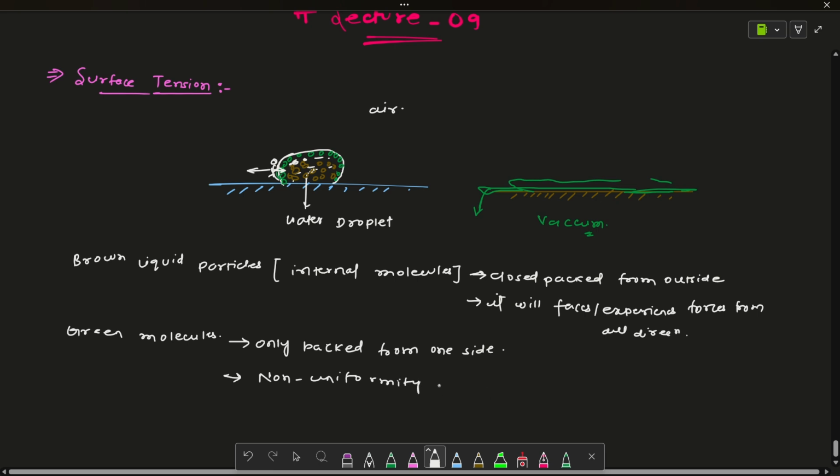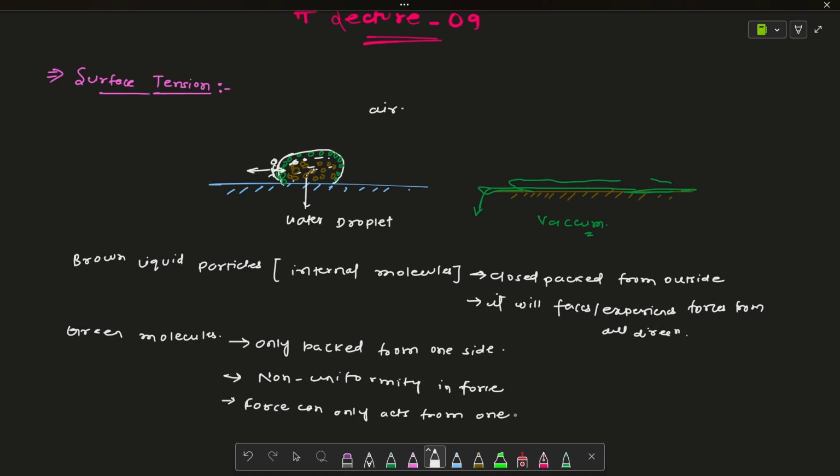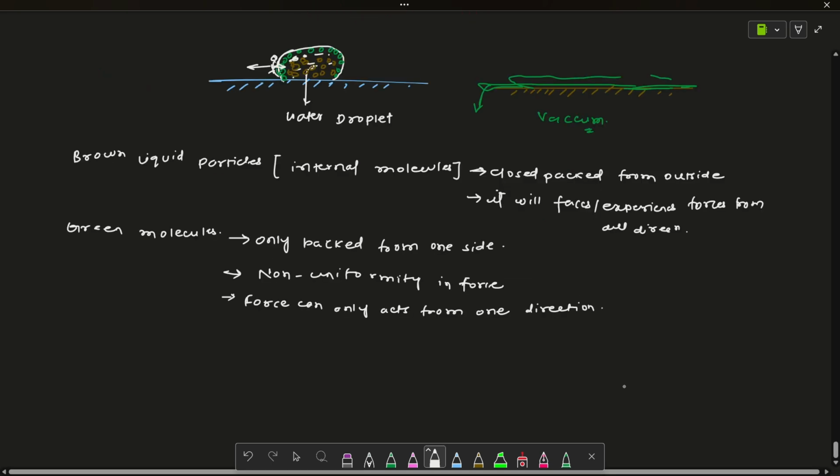Non-uniformity in forces, non-uniform force actually. So force will only act from one direction, right? We can see it here. Force can only act from one direction, and on the other side there is no force acting.